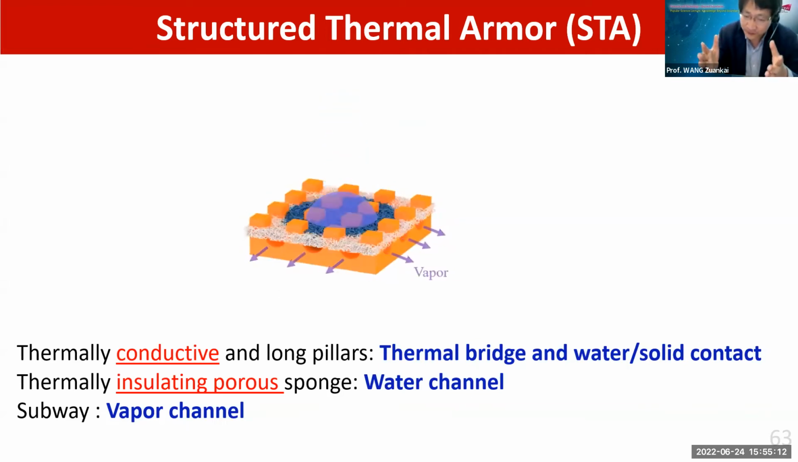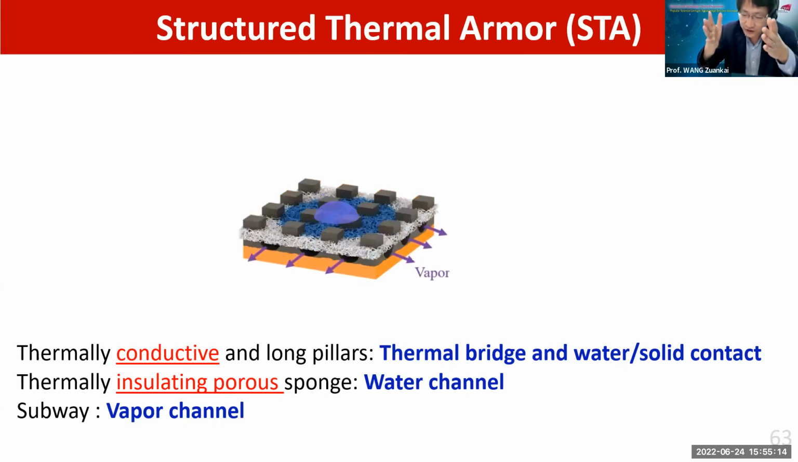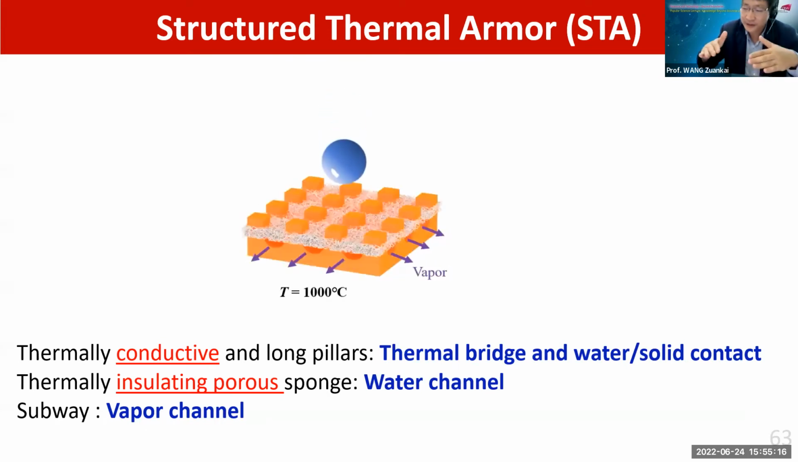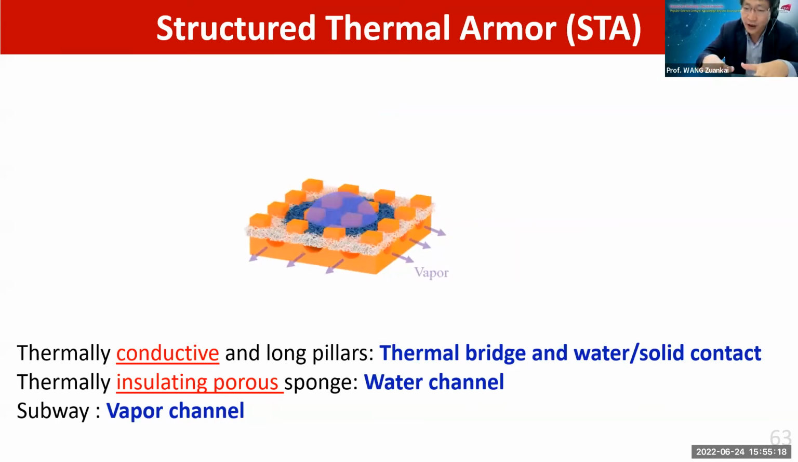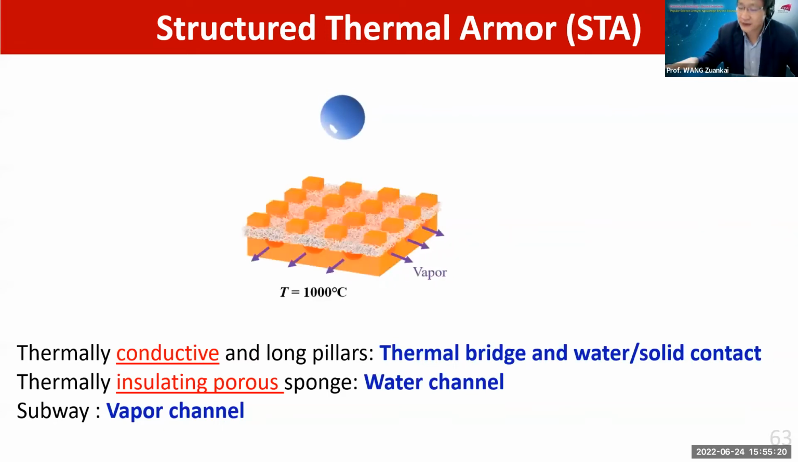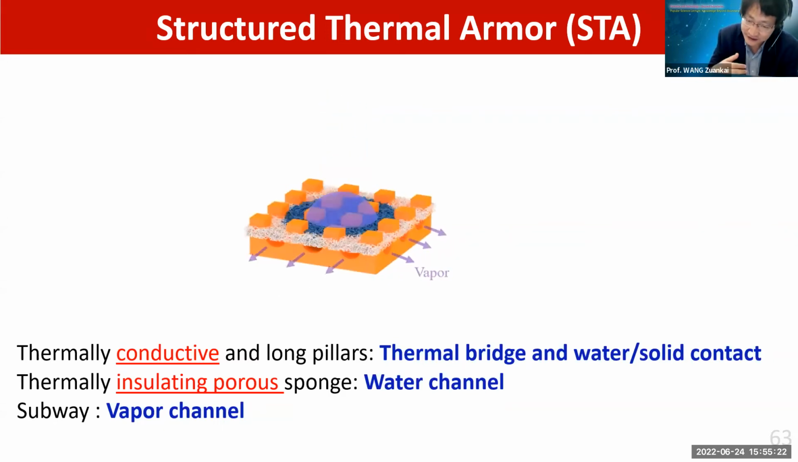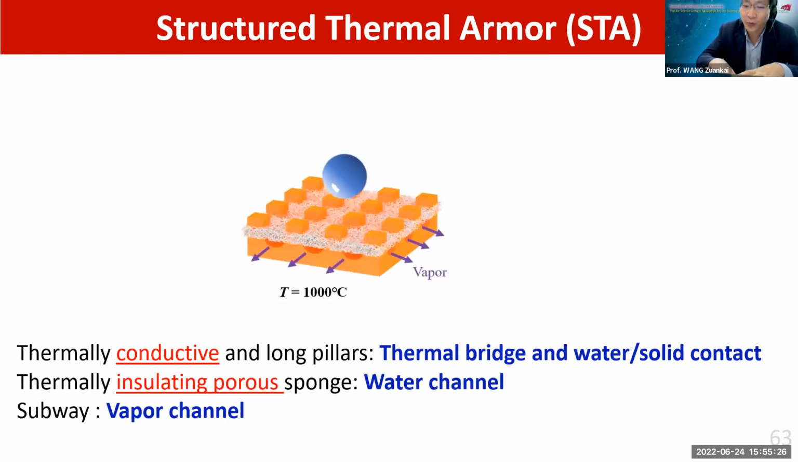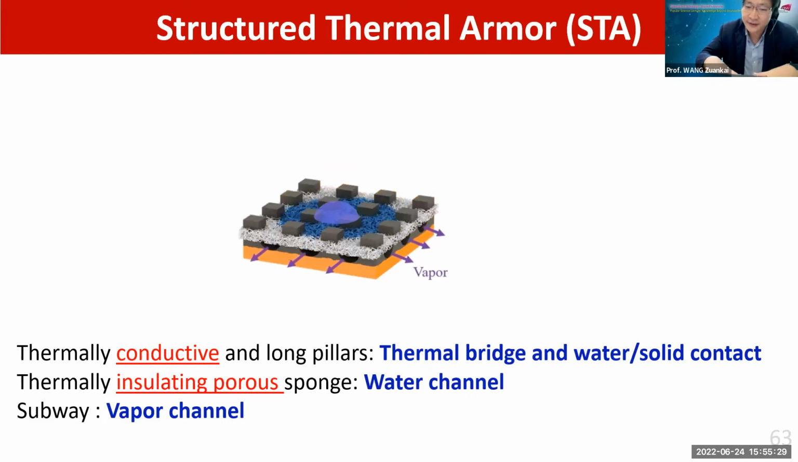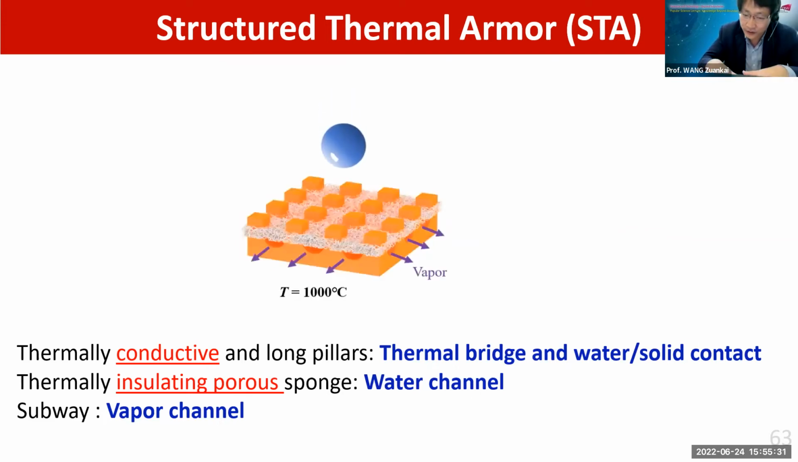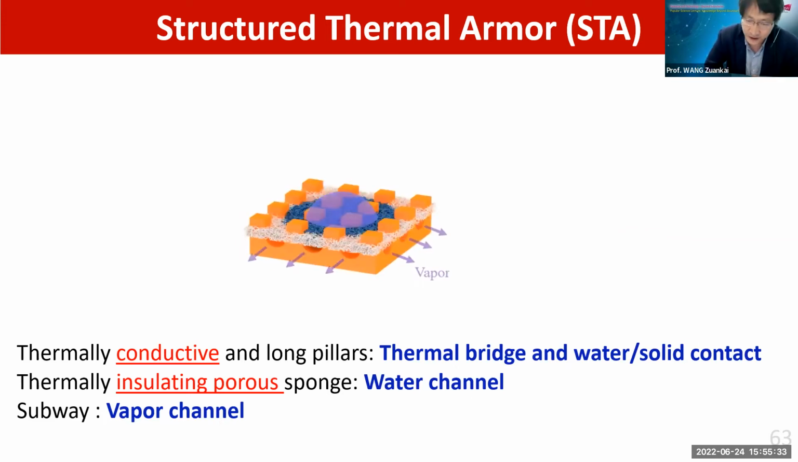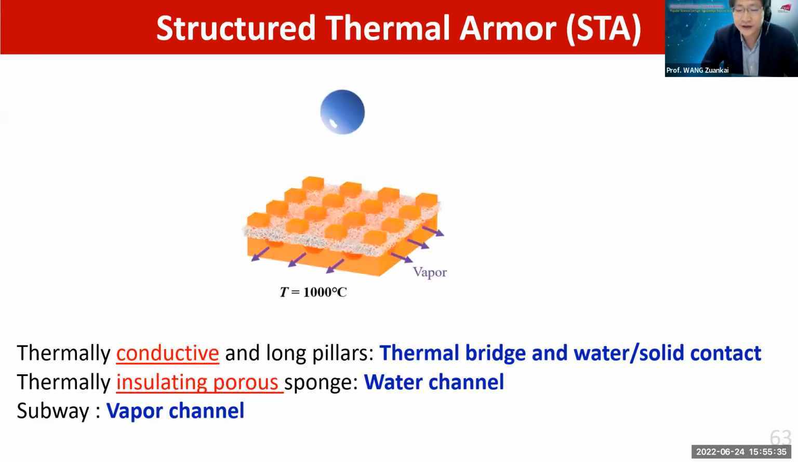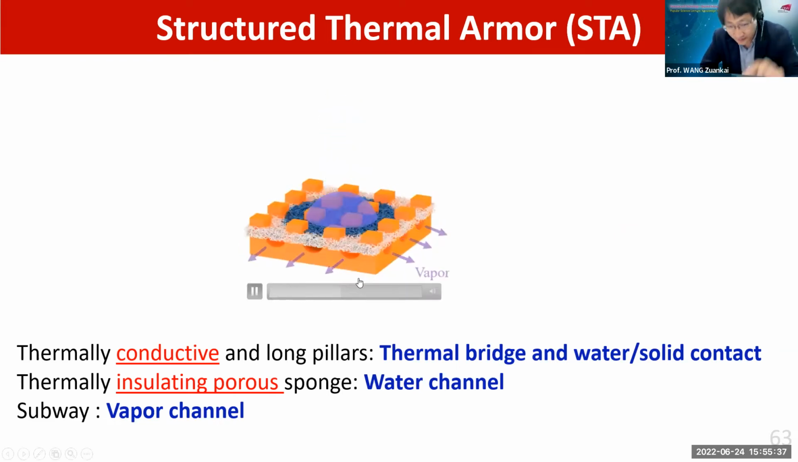If we have a vapor channel, for example, the vapor channel is downward, so the vapor will flow under the ground. For example, we have the subway, right? In Sydney, we have a subway. We have the train, right? So the people will walk on the ground and the bus or the subway will run under the ground. So this is our initial idea. So we decouple the water and the vapor flow, okay?